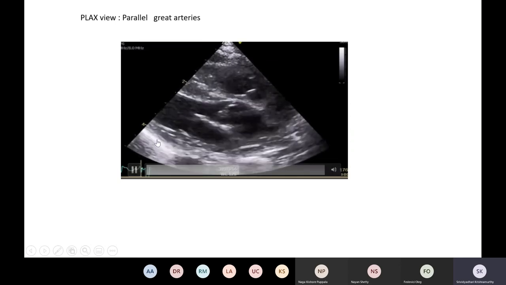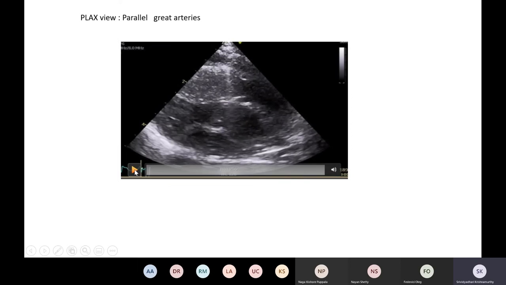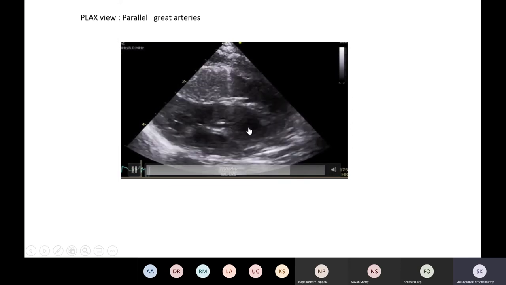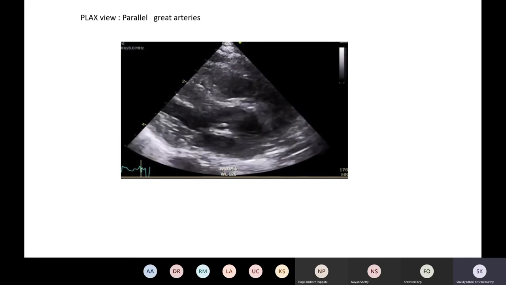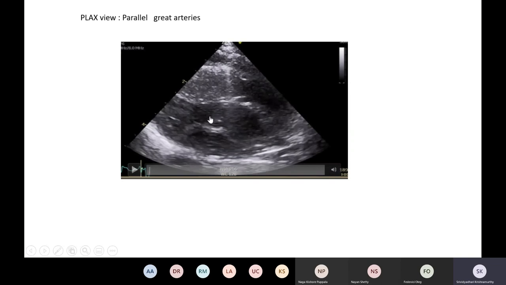So this is one of our patients, actually. That is the left atrium, and that's the left ventricle, and you can see both the vessels. Normally, you don't see this in a normal echocardiogram. You don't see this kind of picture. You can see both.